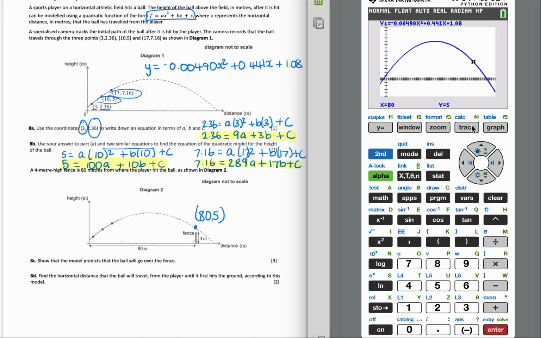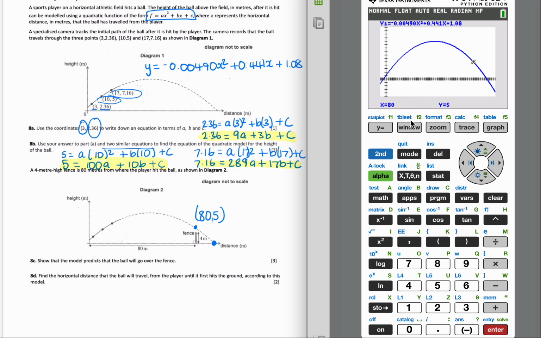Or you can take the equation that we had and you can substitute in x is equal to 80, which is the distance away of the fence, and then you can calculate what that gives you, and it will also be 5, and that would also be fine too. Okay, I would say using the calculator is probably the easier option. And then part 8D is to find the horizontal distance that the ball will travel when it hits the ground. So it's basically asking for this coordinate here where it hits the ground.